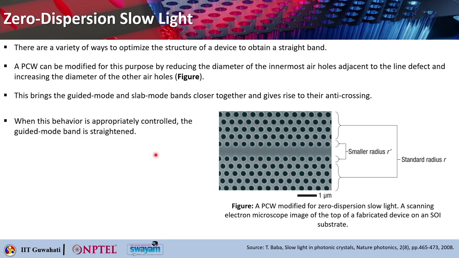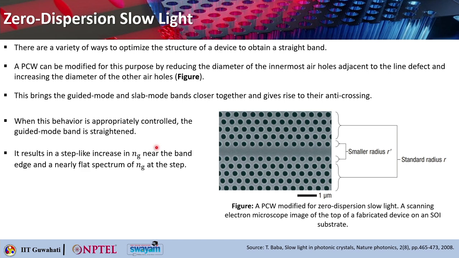And when this behavior is appropriately controlled, the guided mode band is basically straightened. So it's not a very trivial task. It requires a bit of tailoring of these diameters to find out which case you'll be able to get the guided band straightened up. It results in a step-like increase in NG near the band edge and a nearly flat spectrum of the group index NG at the step.